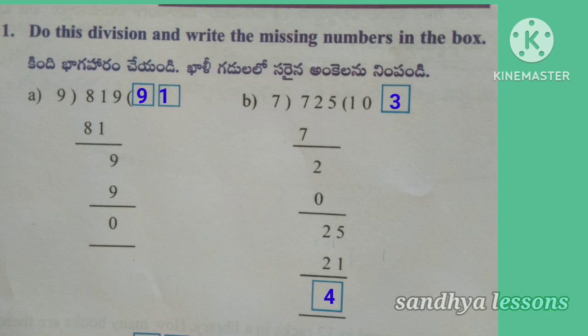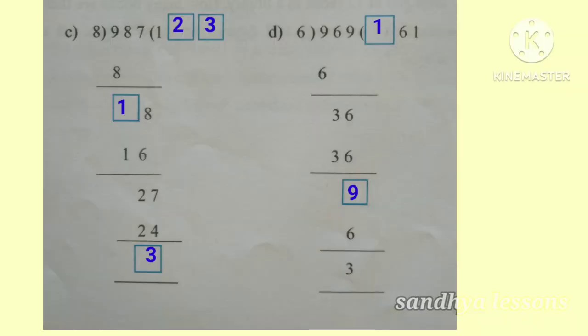B division 725 divided by 7. By dividing 725 with 7, we get quotient 103 and remainder as 4. C division 987 divided by 8. By dividing 987 with 8, we get 123 as quotient and 3 as remainder.